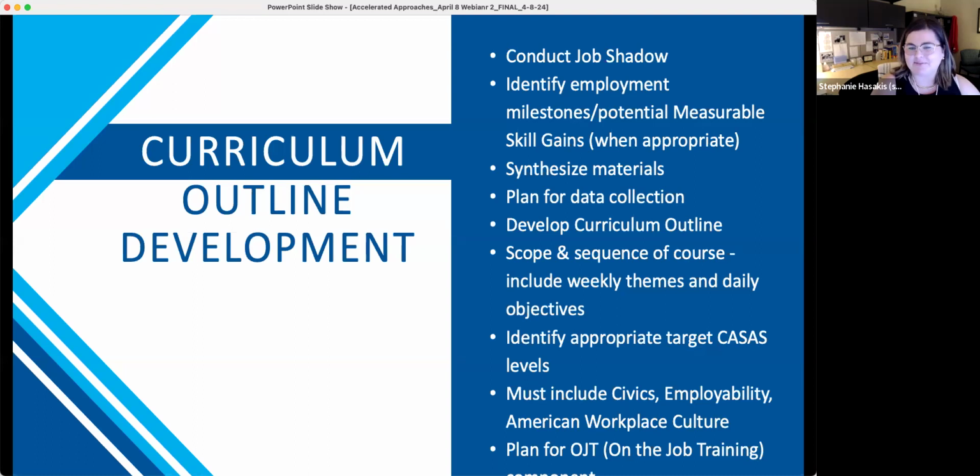We synthesized all the materials, including any realia we were able to gather from these childcare centers, like injury reports that they give to parents, or, if kids were getting in a fight about something, a little form one of the centers had to fill out. We synthesize all of those materials, and then we plan for how we're going to collect our data at the end. What are we looking for? How are we going to collect it?